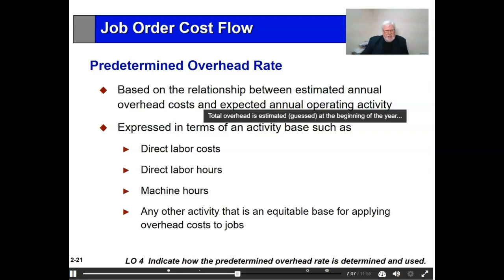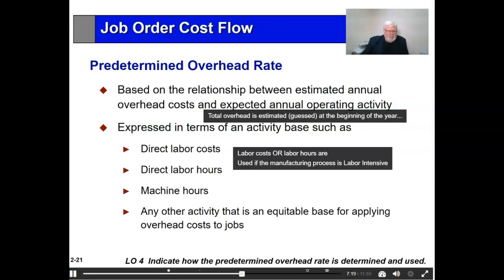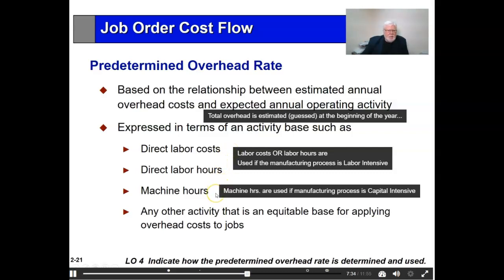And then we select an activity base to which we're going to directly assign those costs to the product. And the three main bases are direct labor costs, direct labor hours, or machine hours. Now, depending on the type of manufacturing company it is, if it's a labor-intensive production process, then they would use direct labor hours or direct labor costs. If it's a capital-intensive company, then they would use machine hours most likely. But they would estimate these again at the beginning of the year.